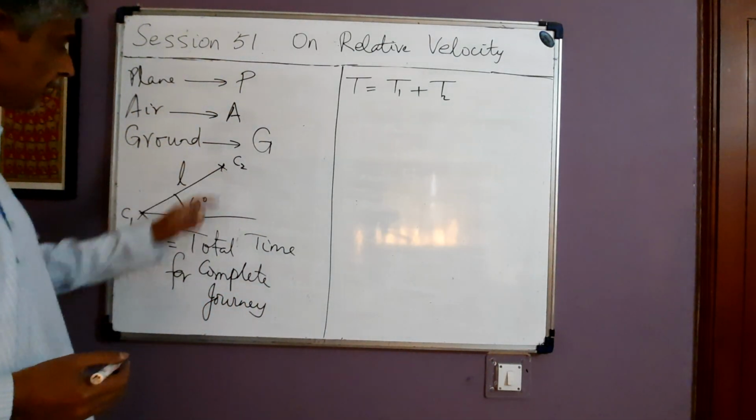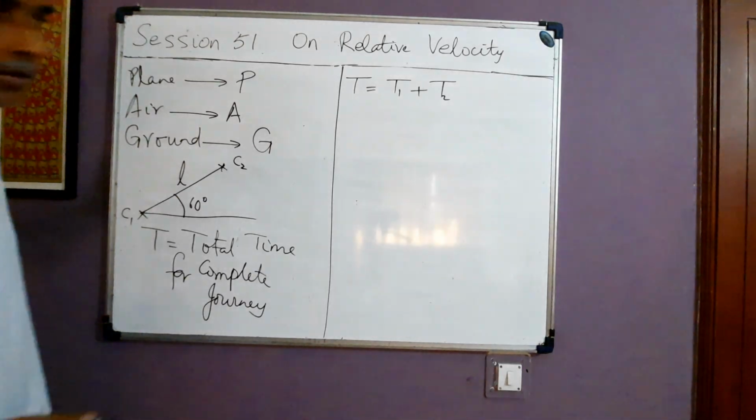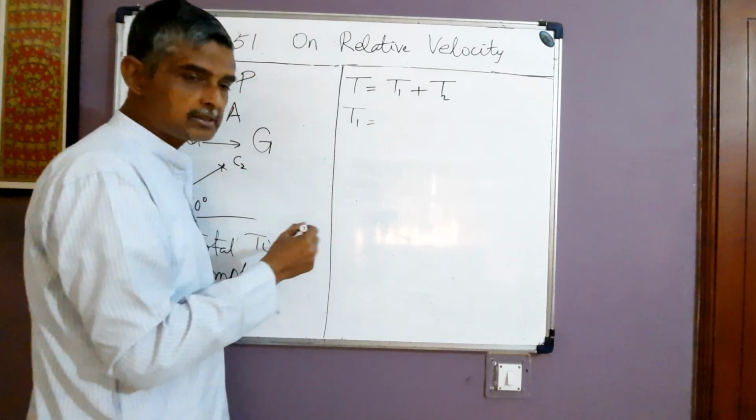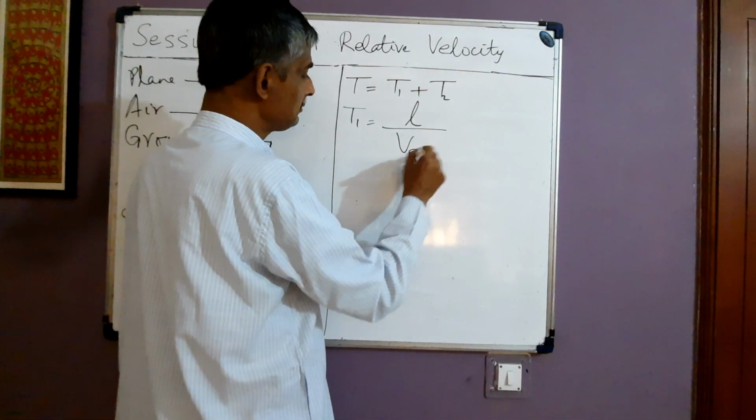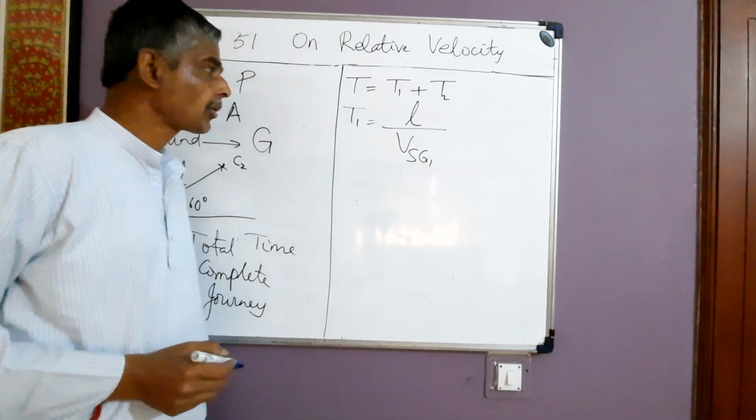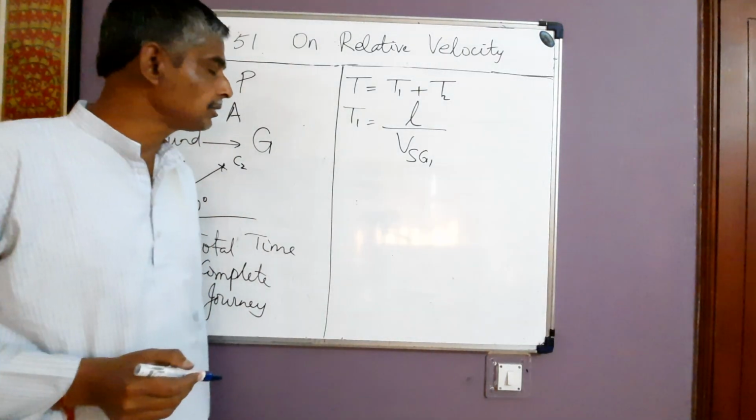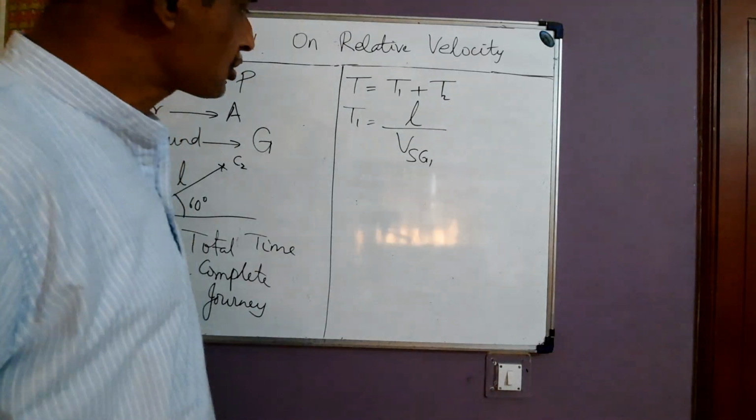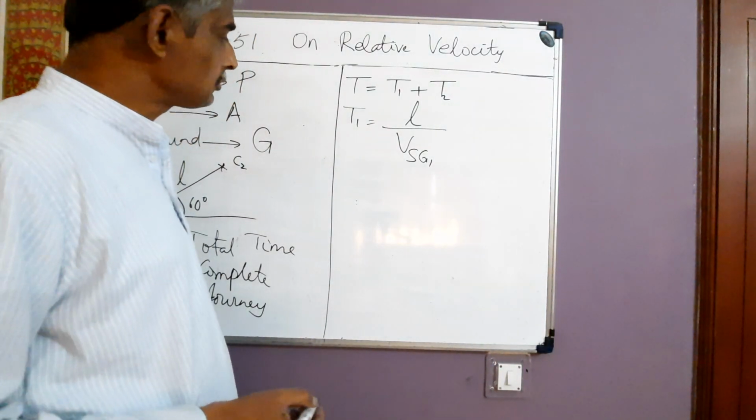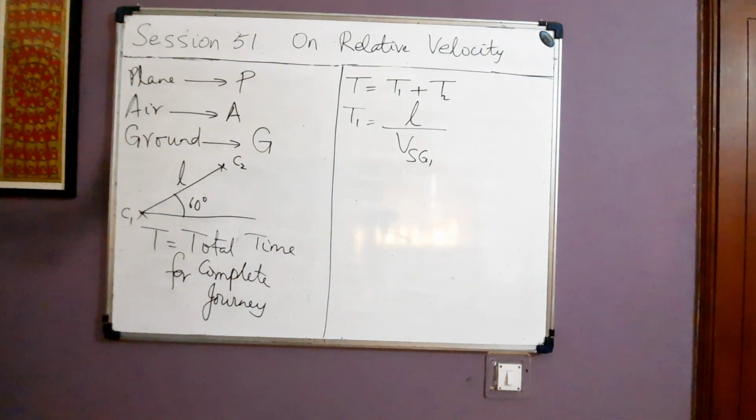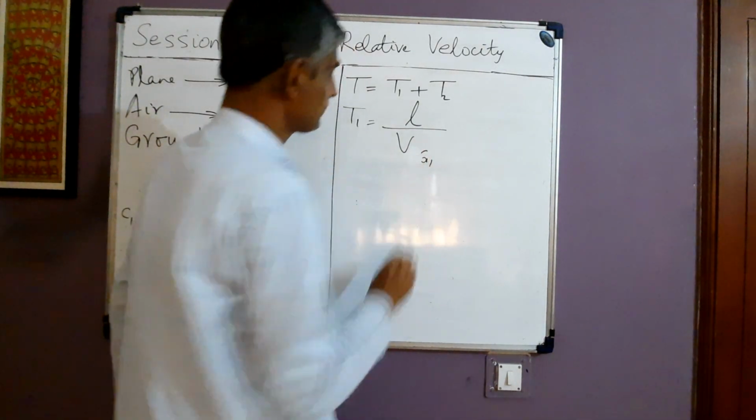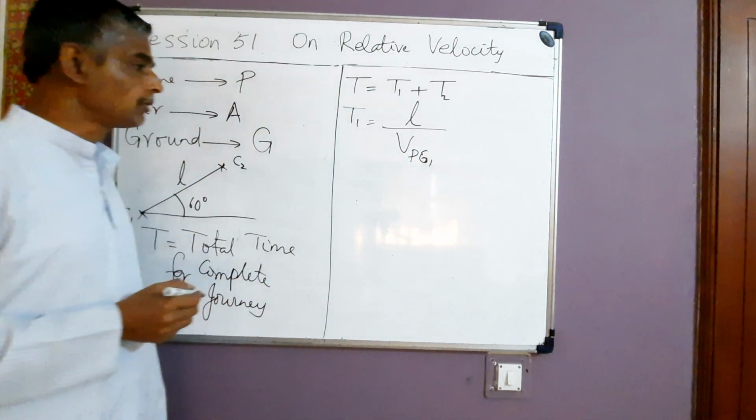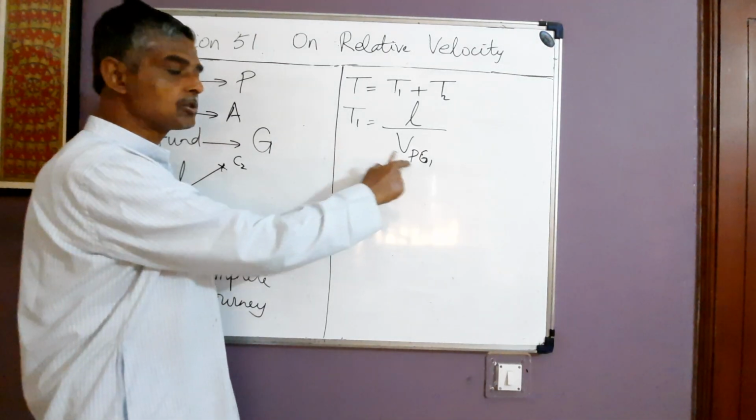The plane flies from C1 to C2 at a constant speed Vpg1 with respect to ground, and it covers a distance L with respect to ground. So the time taken T1 is distance by speed, L by Vpg1. L is already known. Now to find T1 we must know Vpg1.